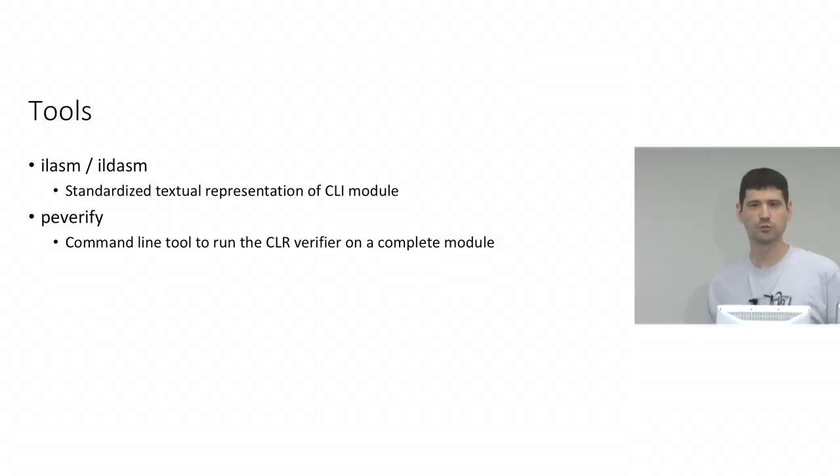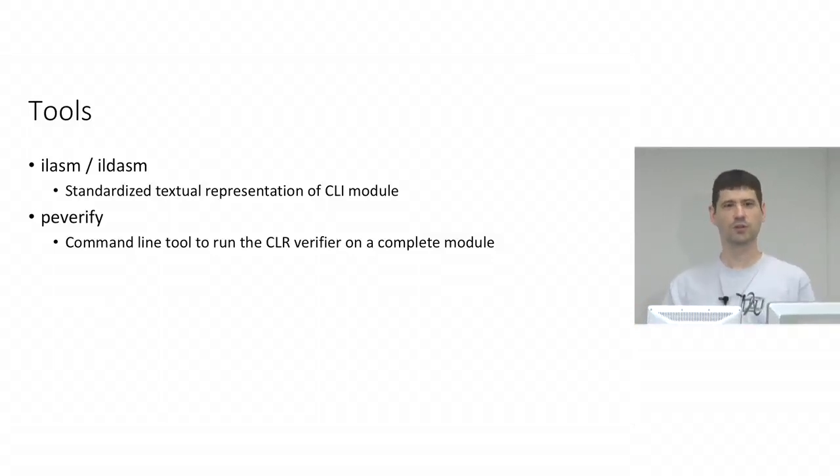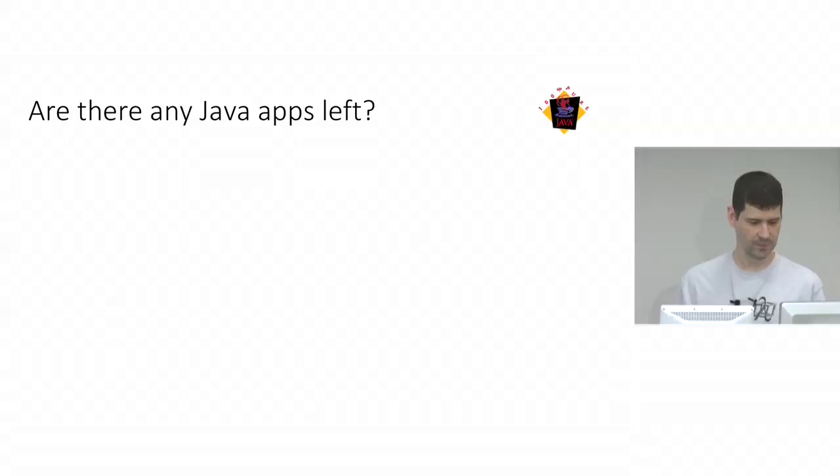Another interesting tool is PE verify, which calls the verifier in a static, ahead-of-time way just to be able to check your module. If you're a compiler writer, it's very nice to just take a file and run it through the verifier. These tools, of course, also exist for Java, but it's nice to be able to run the actual verifier that's in the runtime and not some other implementation.